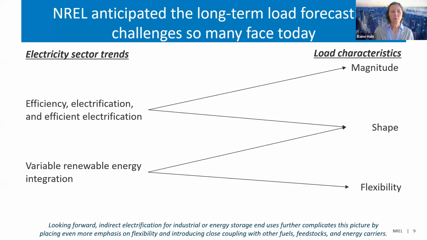I also have some small text at the bottom of this slide just to point out once, I won't come back to it in this talk, but we're certainly starting to look more into trying to understand indirect electrification for both industrial and energy storage end uses. And that further complicates this picture by integrating multiple energy systems together. For instance, if we use a lot of hydrogen generated from electricity, that's obviously a new coupling that would also need to be accounted for, but I'll leave that for another day.